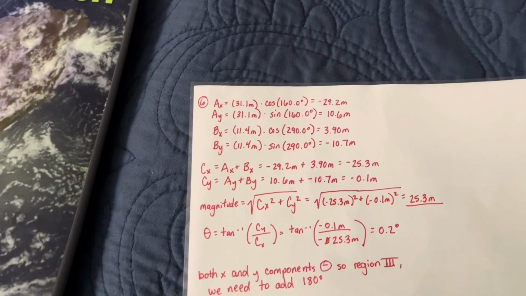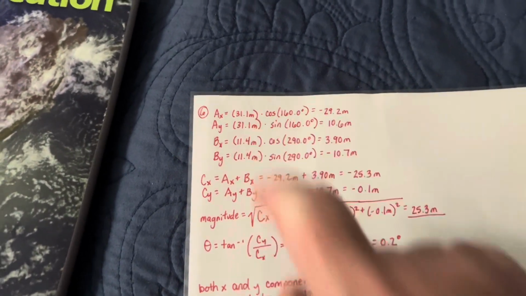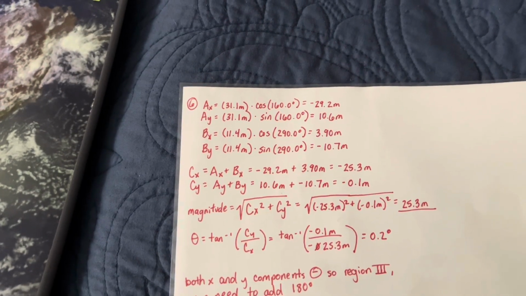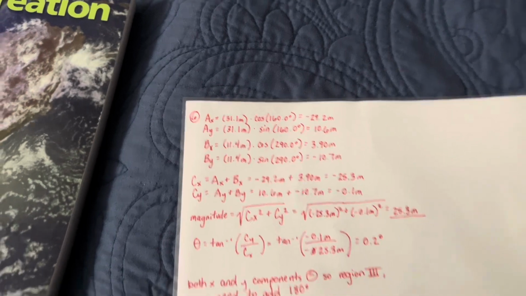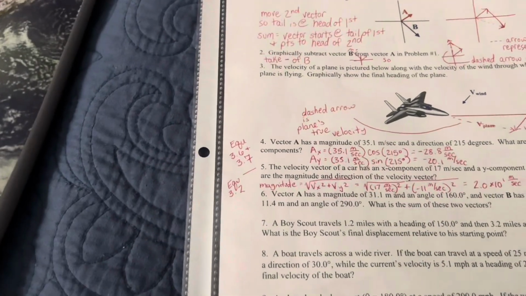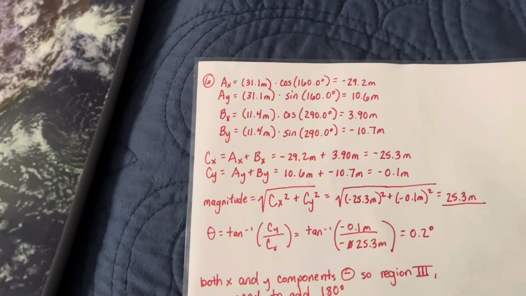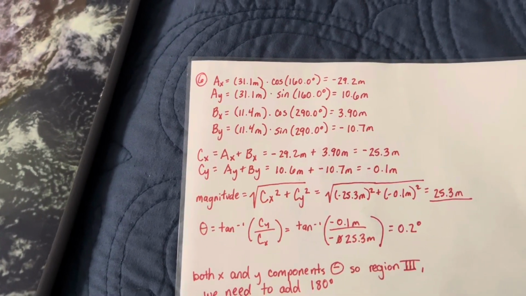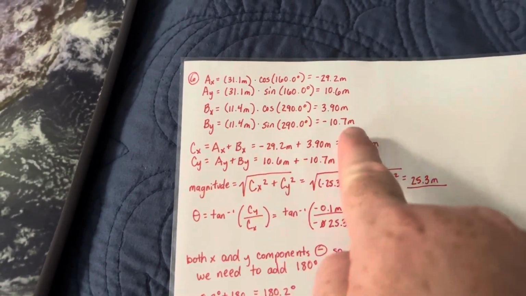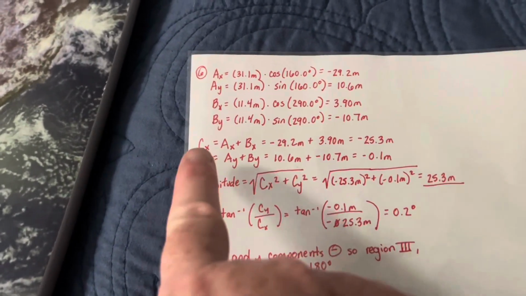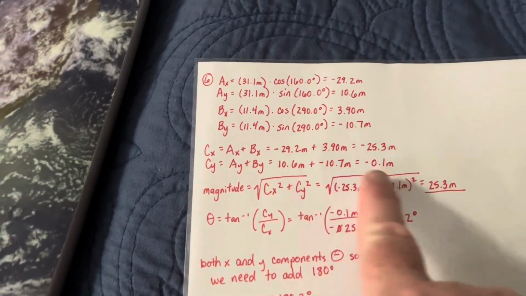So your x component for the first, Ax, is going to be 31.1 meters times the cosine of 160.0 degrees, and I get 29.2 meters. And my y, let me just make sure really quick. Yeah, my y is 31.1 meters times sine of 160 degrees. I get 10.6. Then I do the same thing for my other vector, and then I add them. Okay, I add my x components, and then I add my y components.